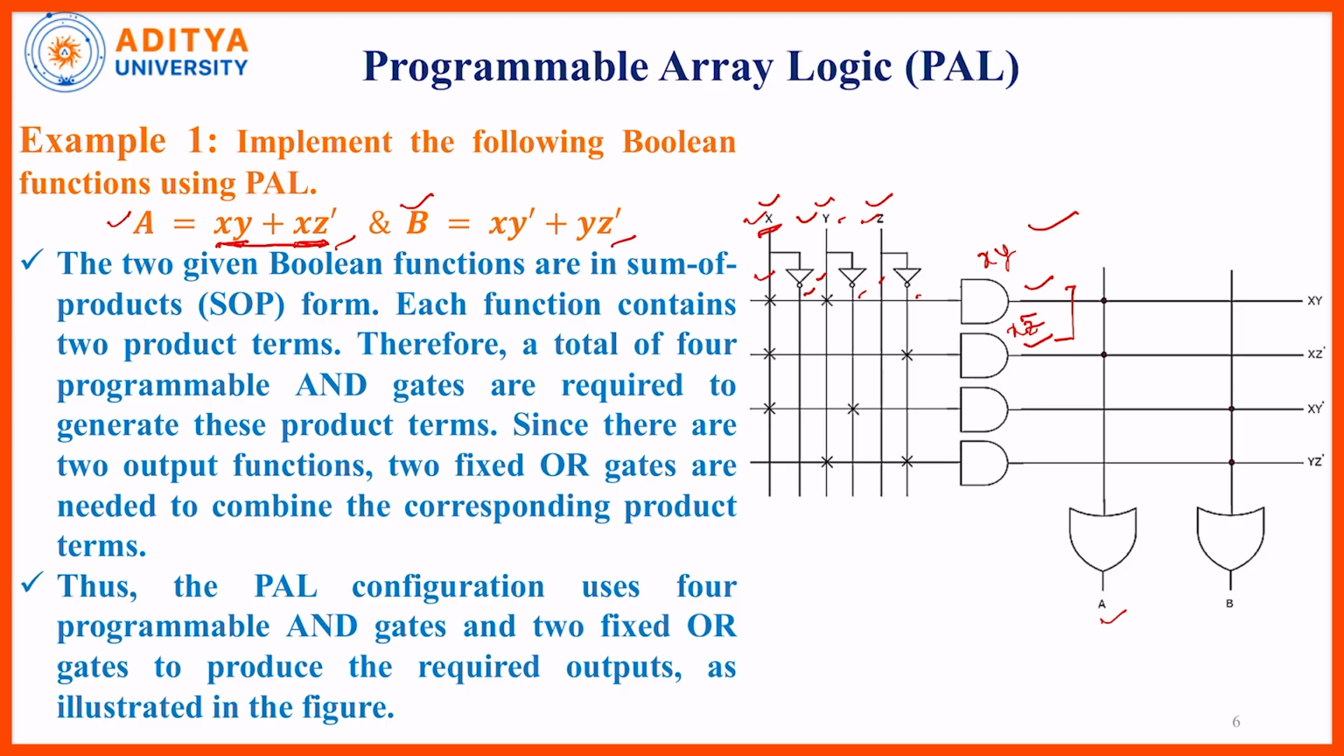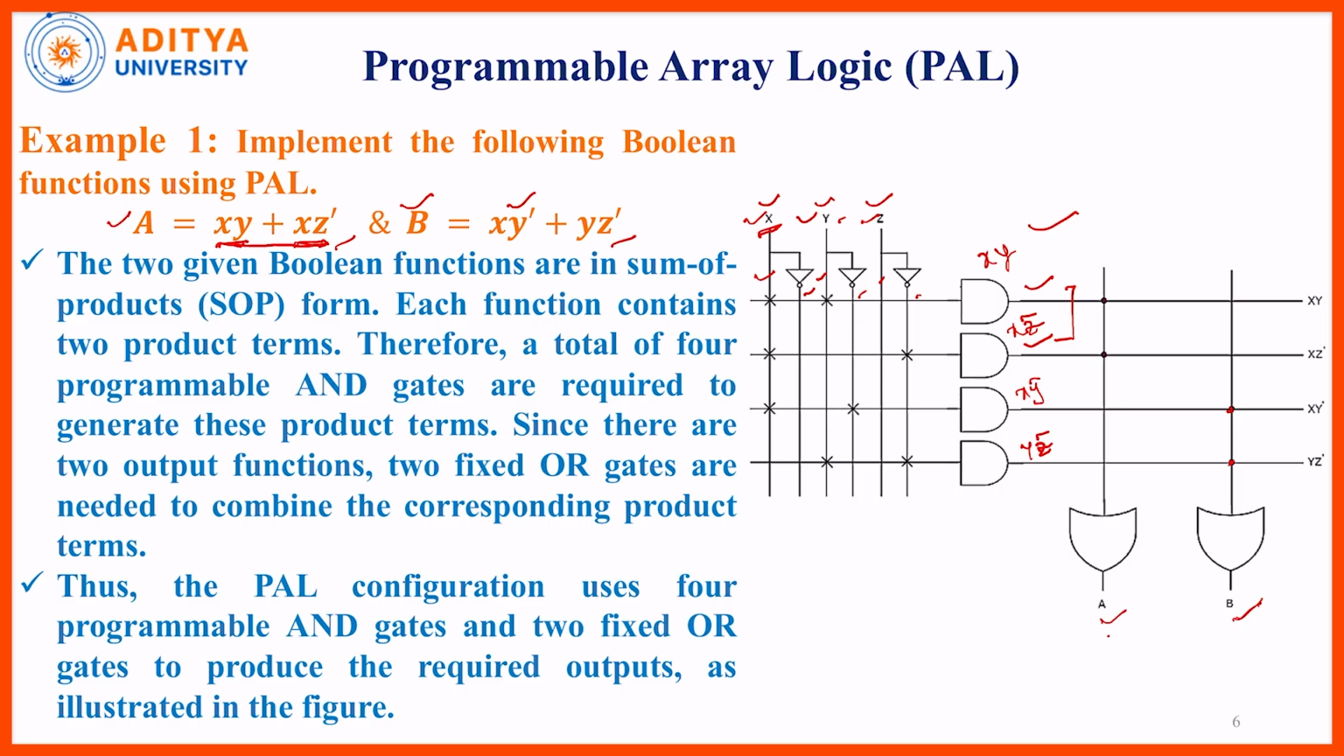Likewise we can also use this XY bar, this is the B term, and YZ bar, this is also the B term. So this is also one of the SOP forms, and we can get the B term here by summing up. That means by using one OR gate here we can get the B term.